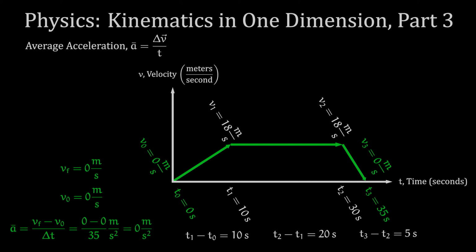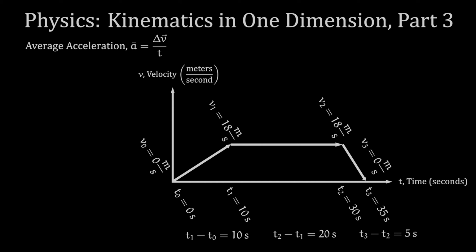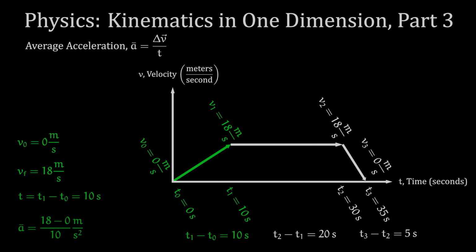We can also look at the average acceleration of just the first leg of the trip, starting from rest and accelerating to the cruising speed. Then, our initial velocity stopped at the red light is 0 meters per second, and our cruising speed of 18 meters per second is the final velocity. From t0 to t1, or the time it takes to make this change in velocity, is 10 seconds. Putting this all together into our equation for average acceleration, we get 1.8 meters per second squared.